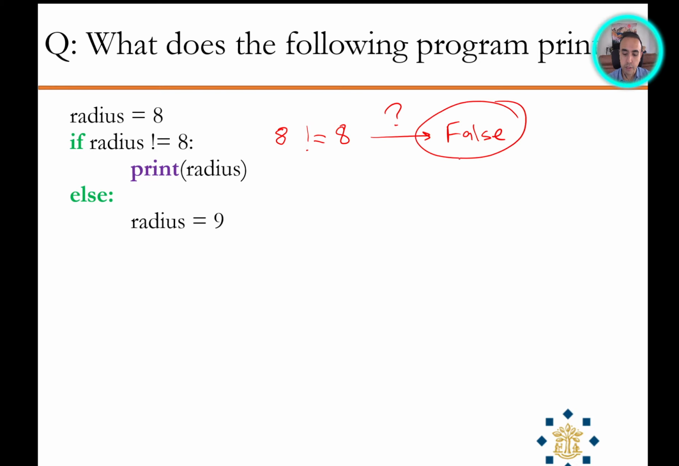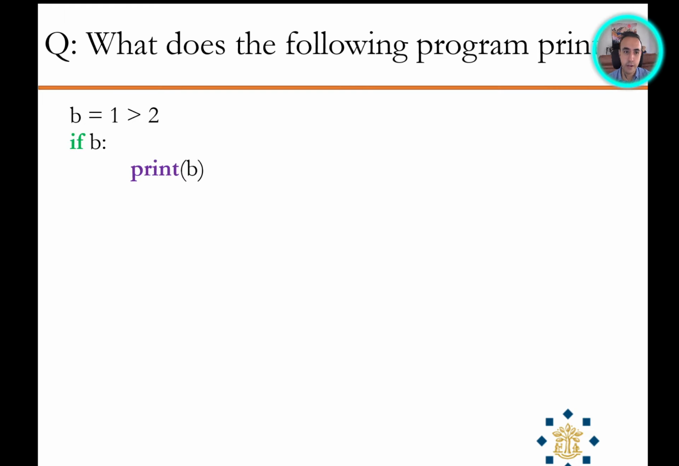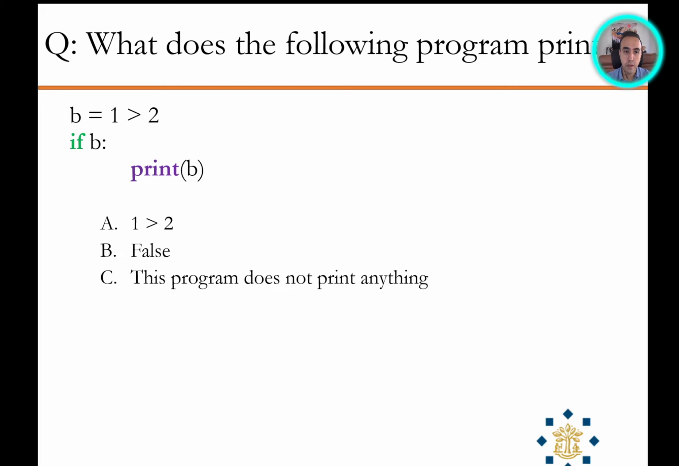And what happens if it's false? We go to else. And here, after we have radius equals to 9, we print radius. So that's when we see 9 to be printed. Okay. So what does the following program print?